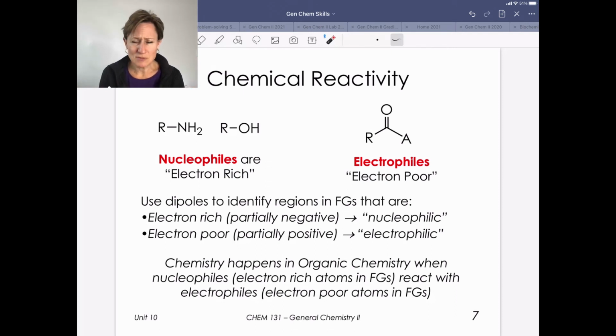Positives and negatives like to interact with one another. We don't have 2 positives interacting. We don't have 2 negatives interacting. We've learned that already in general chemistry. So applying that to organic chemistry is going to be key to understanding functional group reactivity.